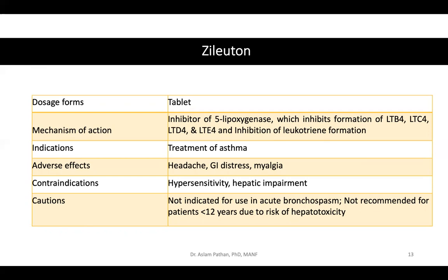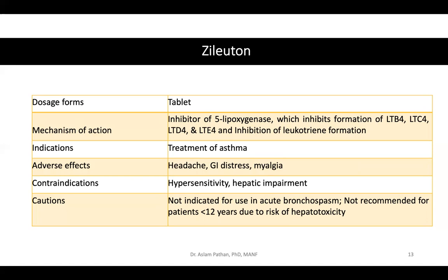The next example of an anti-inflammatory drug is zileuton. The dosage form is tablet. Mechanism of action: zileuton is an inhibitor of 5-lipoxygenase, which inhibits the formation of leukotriene B4, leukotriene C4, leukotriene D4, and leukotriene E4, which leads to inhibition of leukotriene formation.